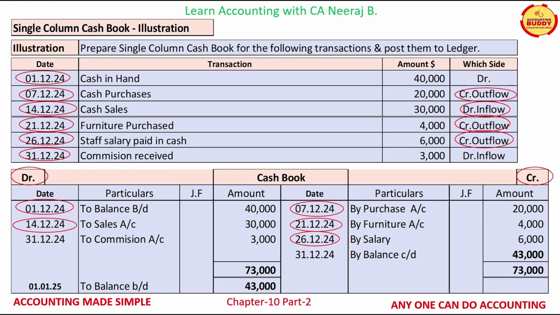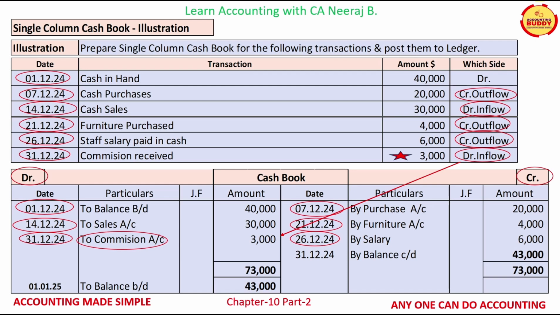On 31st December, business received commission amounting to $3,000 in cash. Since it is an inflow of cash, it will be recorded on the left hand debit side of the cash book on 31st December by writing the words "to commission account."